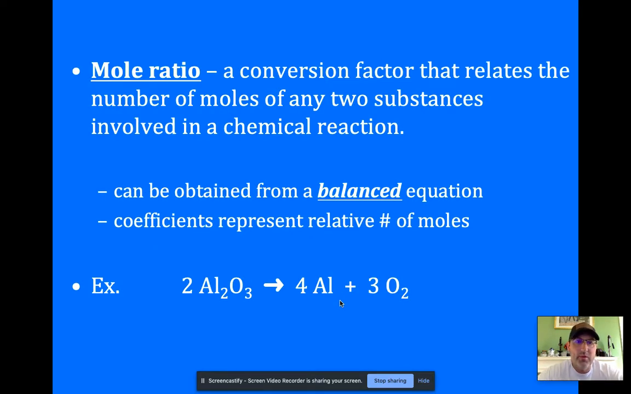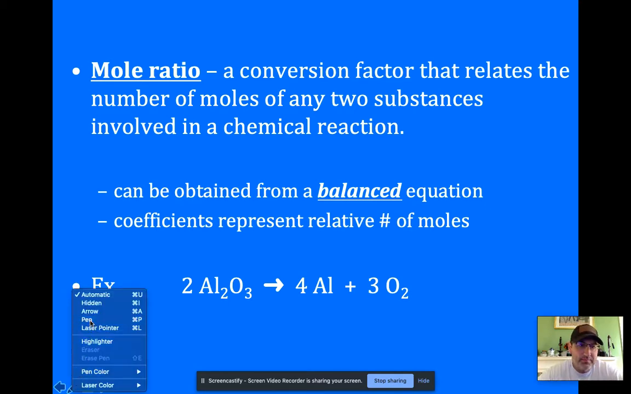Okay, so the mole ratio, in any stoichiometry problem, you're going to have this step. You may have other steps that we're going to add later, but the basic step in stoichiometry is the mole ratio. It's a conversion factor that relates the number of moles of any two substances in a chemical reaction. So really what you're doing with the mole ratio, instead of canceling out a unit, is you are canceling out a substance. You're going from one substance to the other. The mole ratio can be obtained from the balanced equation, and the coefficients represent the relative numbers of moles.